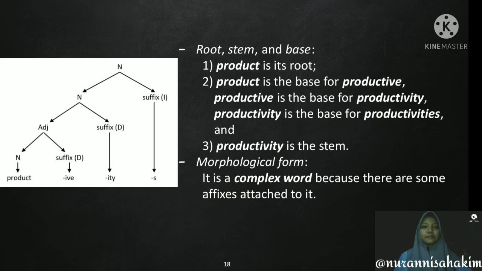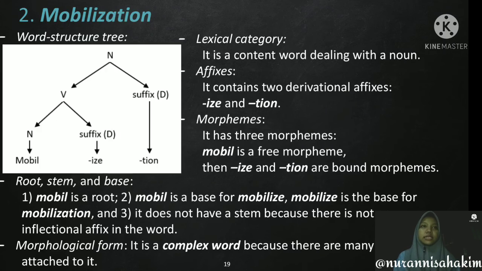Productivities. And the last is mobilization. Mobile, ize, tion, mobilization. The lexical category of mobilization: it is a content word, a noun too. Affixes: it contains two derivational affixes. Those are ize and tion. Morphemes: it has three morphemes, in which mobile is a free morpheme, then ize and tion are the bound morphemes.